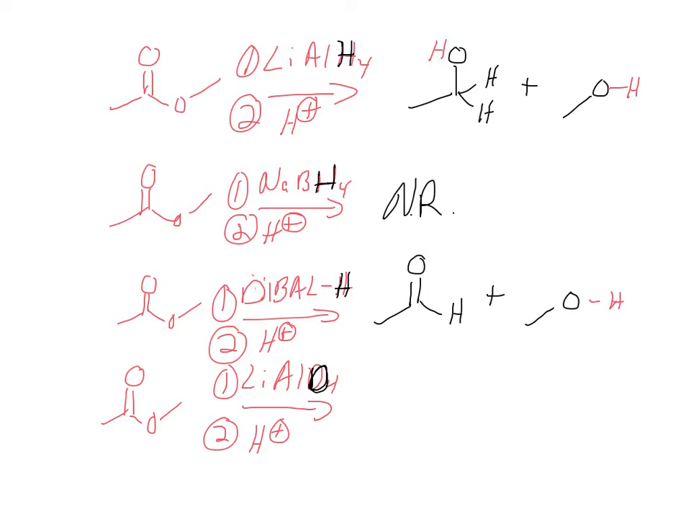Okay? Now we have lithium aluminum deuteride, LiAlD4. What are we going to get here? Exactly like number 1, except now we've added D's. And again, our H's in the workup come from that H+.